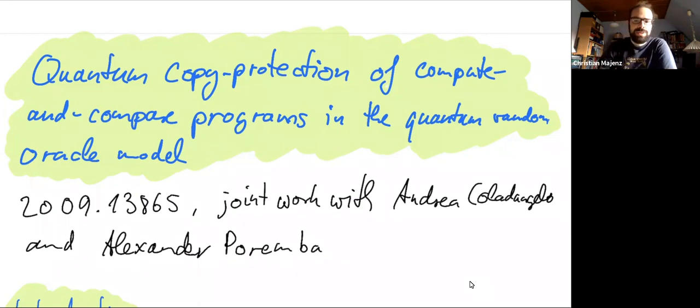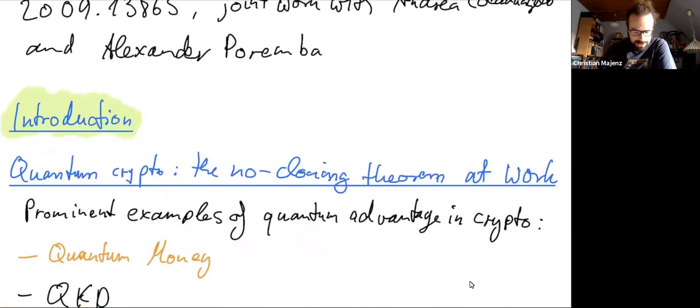Yes, I will talk about this work about quantum copy protection of compute and compare programs in the quantum random oracle model. And this is joint work with Andrea Coladangelo from UC Berkeley currently, and Alexander Poremba from Caltech. Let me start with an introduction.